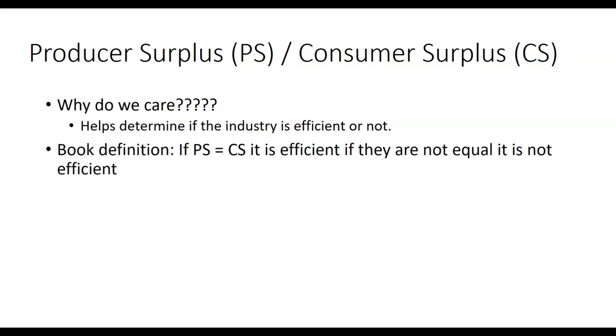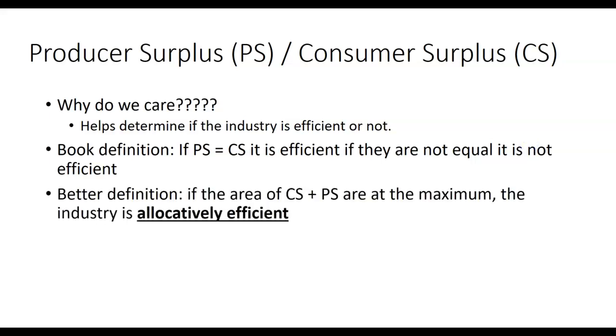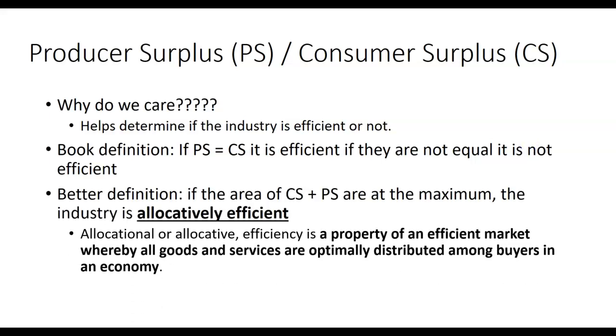Now the textbook has a definition. If you read lots of textbooks, it'll probably say when the two areas are equal, that is allocatively efficient, and if they're not equal, it is not. I tend to not like that definition, and I'll show you why later. What I use is if the area of consumer surplus plus producer surplus, the combined sum, is at a maximum, the industry is allocatively efficient.